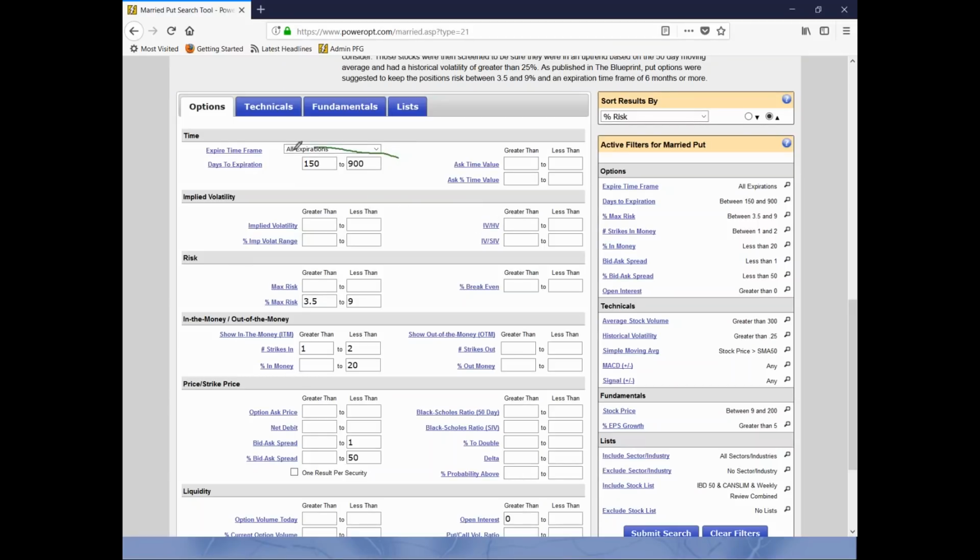What are we doing? We're forcing the options to be at least 150 days out in time. We're putting that risk into that 4 to 8%, 3.5 to 9% range, and we don't want to go more than 20% in the money because we don't want to hedge ourselves out of the position. I want to control the bid-ask spread a little bit. I don't want to trade something that has zero open interest. So we're putting some basic filters in there for liquidity. The farther out options are going to be traded less, but this is already there.